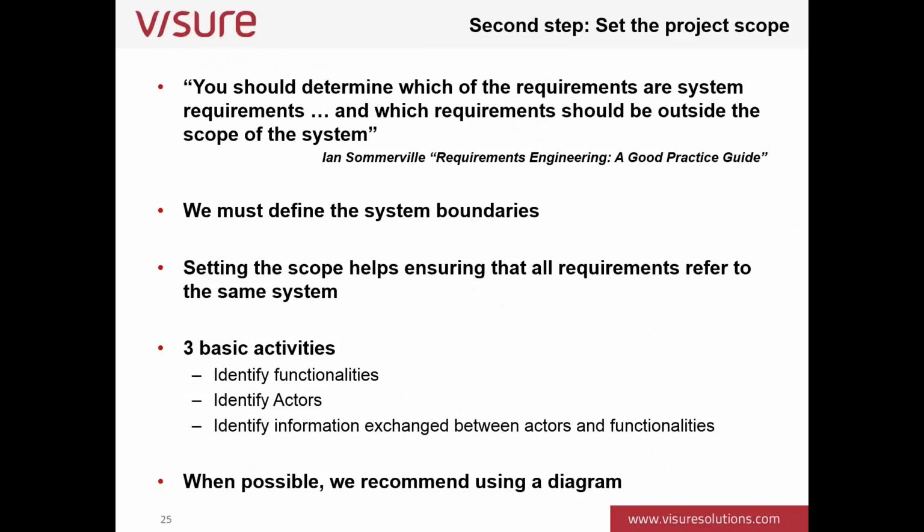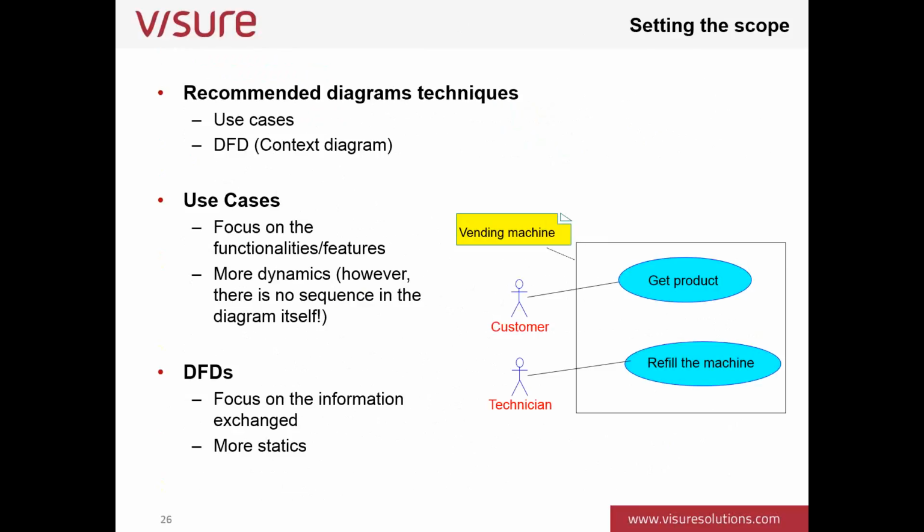Okay. When possible, in order to set the scope, we recommend using some kind of diagrams. And for this, there are a couple of diagrams that the system and software engineering world are offering, which are the use case diagram and the DFD. There are different types of diagrams covering different parts. Basically the use case focuses more on the functionality, so in the features, and it's more dynamic than a DFD.